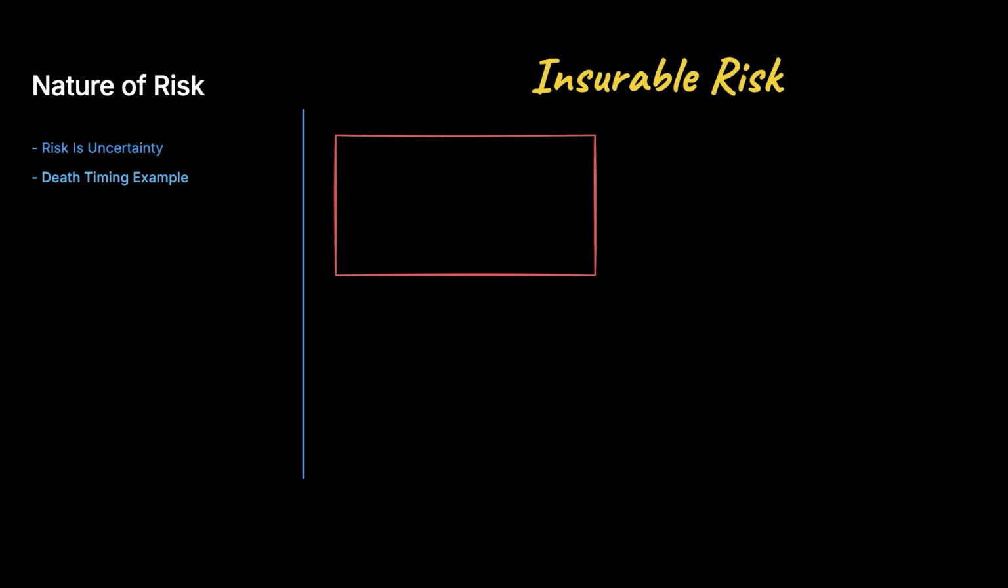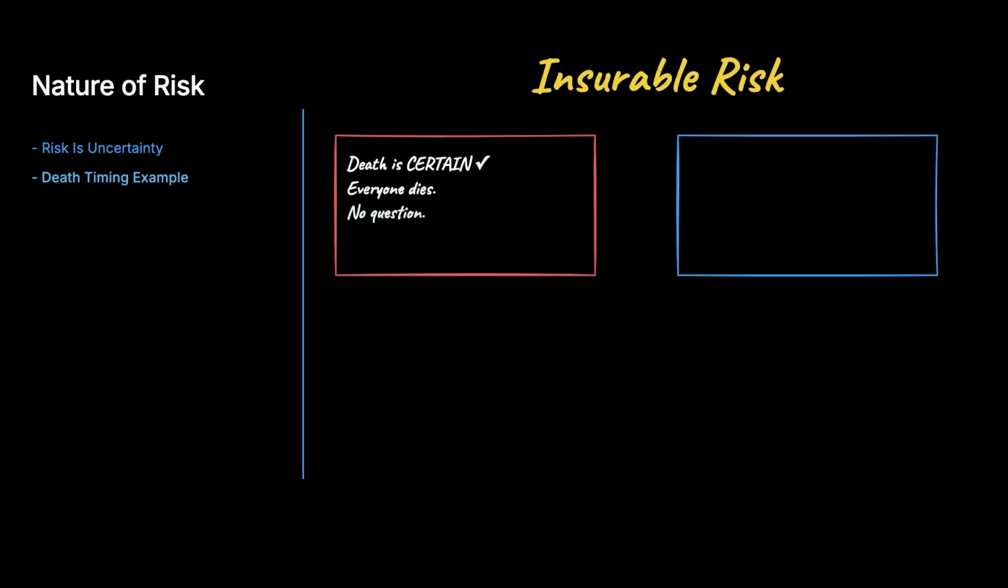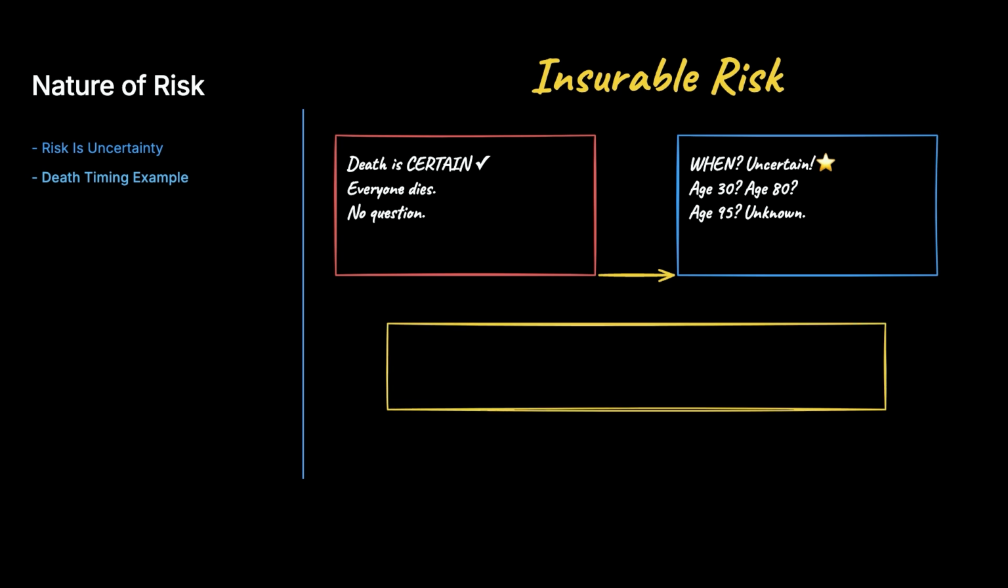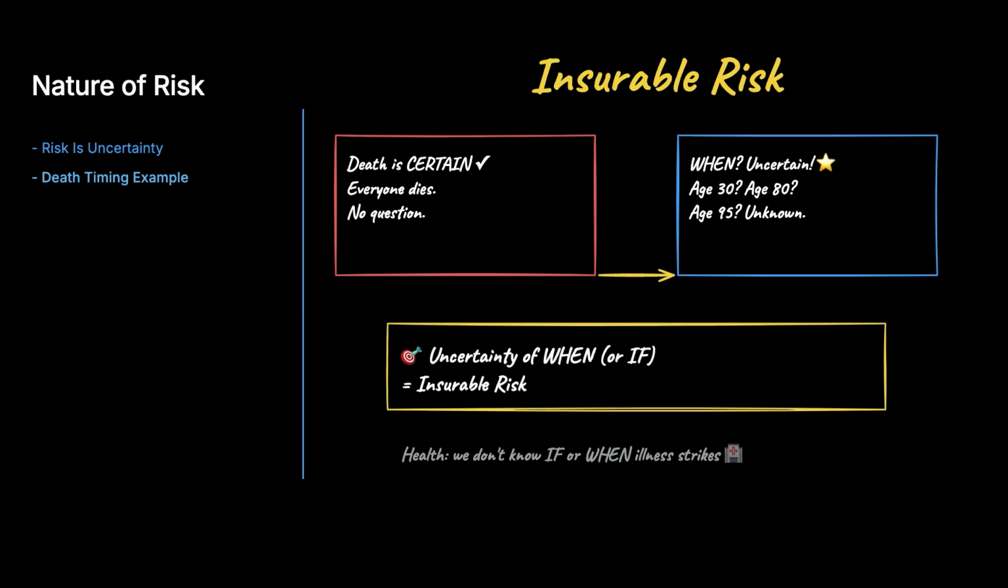Now you might be thinking, isn't death certain for everyone? How can life insurance exist? Here's the answer. While the event of death is certain, the timing is completely uncertain. We don't know when. That uncertainty of when is what creates an insurable risk. For health and sickness coverage, it's even clearer, because we don't know if or when illness strikes.